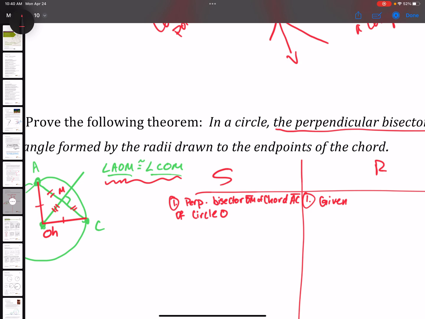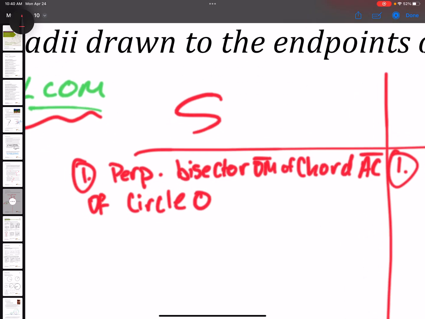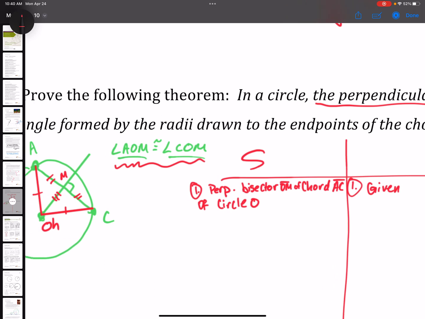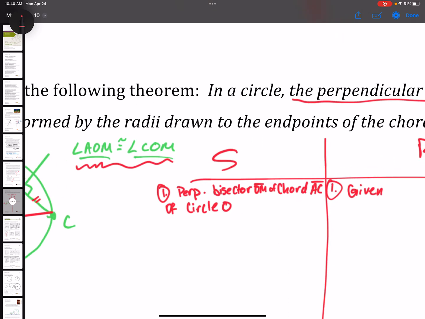And what else do we have? M's the intersection point or midpoint. I don't know. Bisector OM is kind of denoting that. We could say midpoint M. Well, yeah, I think just saying bisector OM is good enough. But what else does the problem give us?